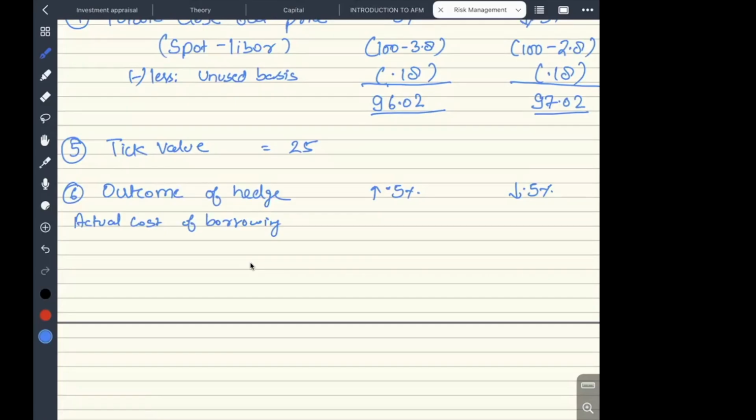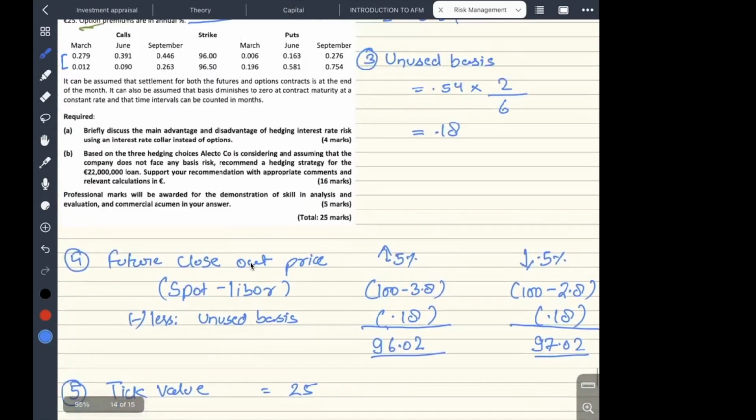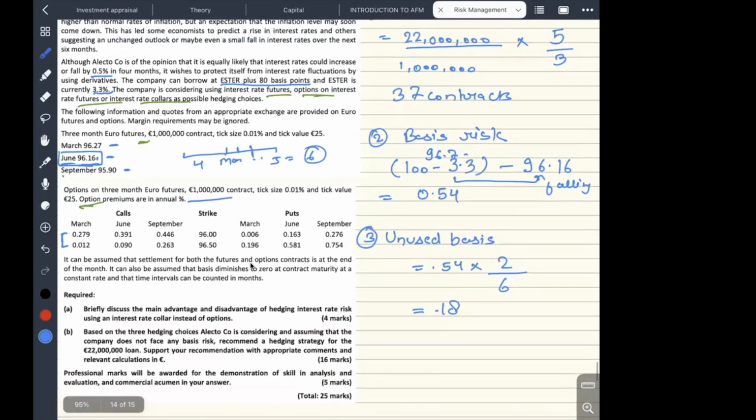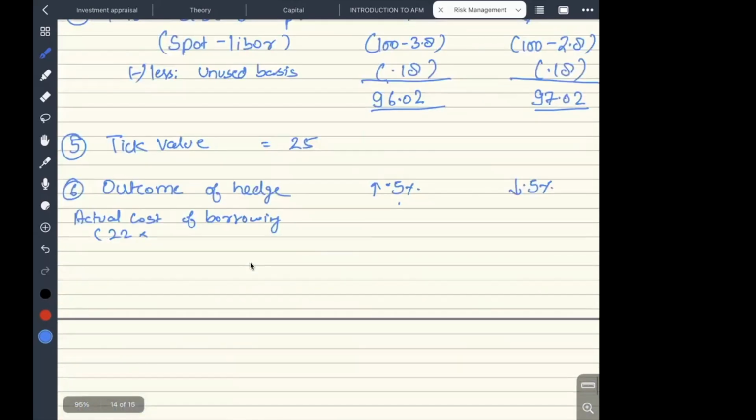Now, for the actual cost of borrowing, what is the loan amount? So 22 million multiplied by the interest rate, listen carefully. It was 3.3 plus 0.5 over here, 3.8. Now it was given that I can borrow at base plus 80 basis points. So 3.8 plus 0.8, how much will it become? 4.6, multiplied by 5 by 12. That will be my actual cost of borrowing. I'll write it down over here.